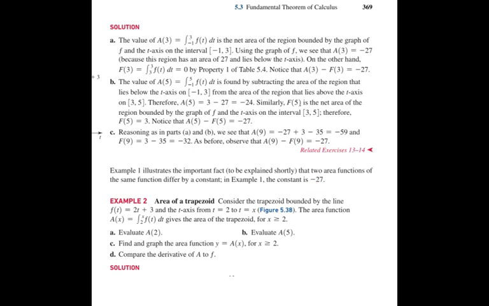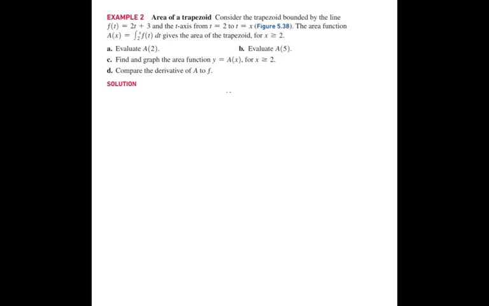So then let's look at this example 2. Now we're going to consider the area of a trapezoid. Consider a trapezoid bound by the line f of x equals 2x plus 3 and the t-axis, where t goes from 2 to x. The area function A of x is going to be given by the integral from 2 to x of f of t dt. This gives the area of the trapezoid for x greater than or equal to 2. Evaluate A of 2, evaluate A of 5, find and graph the area function y equals A of x for x greater than or equal to 2, and then compare the derivative of A to f.